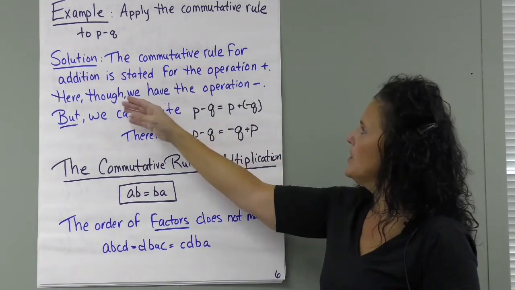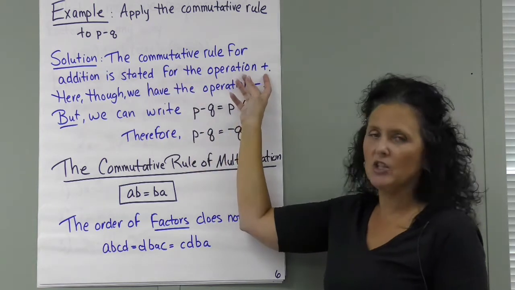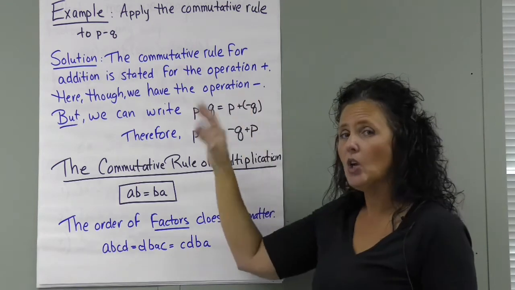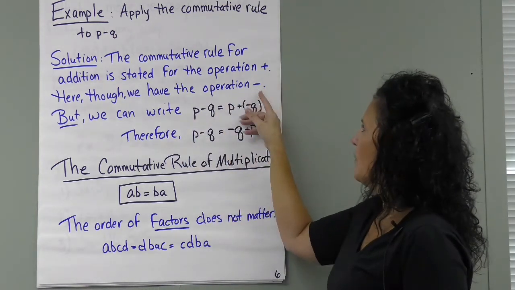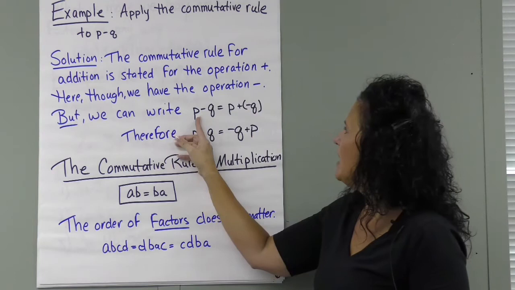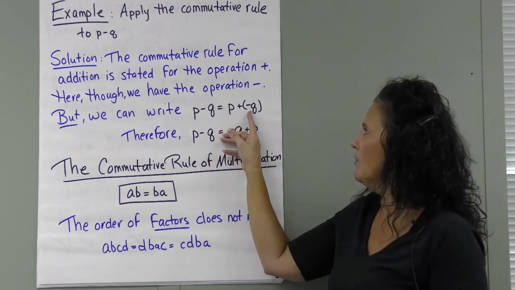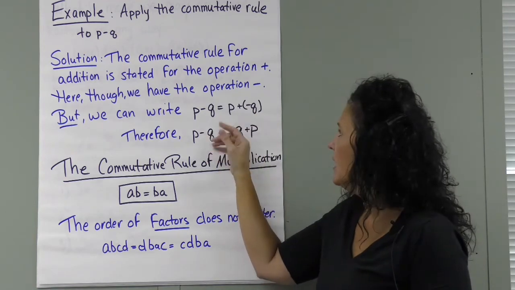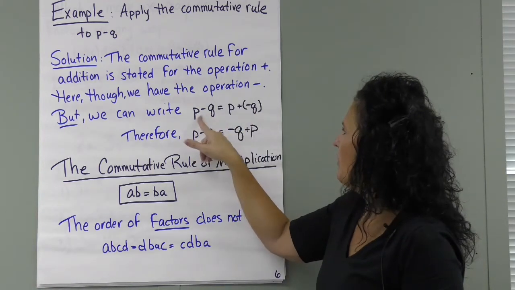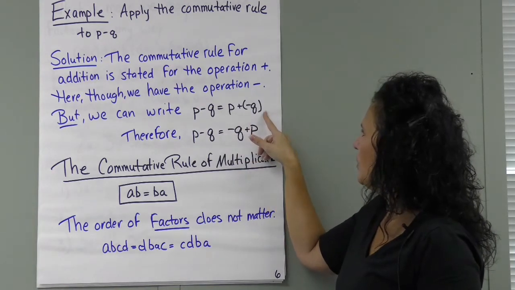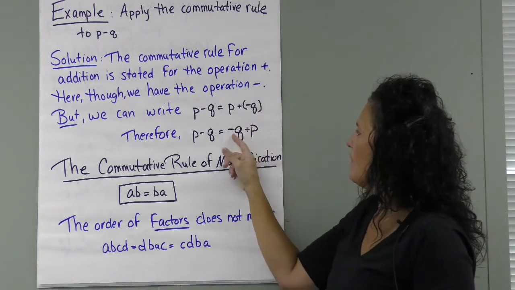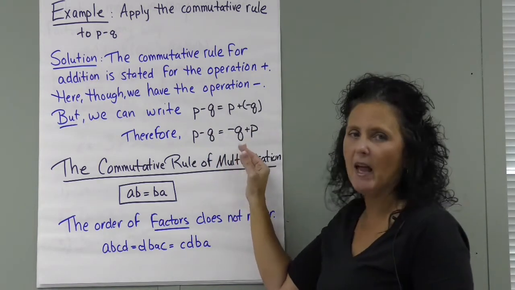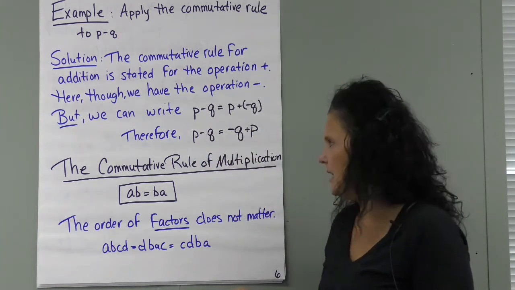The commutative rule for addition is stated for the operation of addition, and then here we have the operation of subtraction. So we can also substitute our addition for subtraction. We can put p minus q, and then we make this q negative, because when we're adding a negative, essentially we're still subtracting from p. So both of those are the same. So p minus q equals p plus negative q. We can take those parentheses off and put negative q plus p. We flip them around, they're still the same. This would give us the same answer. That's where we got the negative c in the beginning.